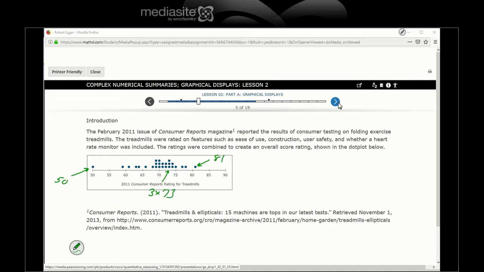If the dots are stacked vertically, they mean the same scores: 73, 73, 73. Over here, in this example, it looks like 3 of 69. So that's reading these items.